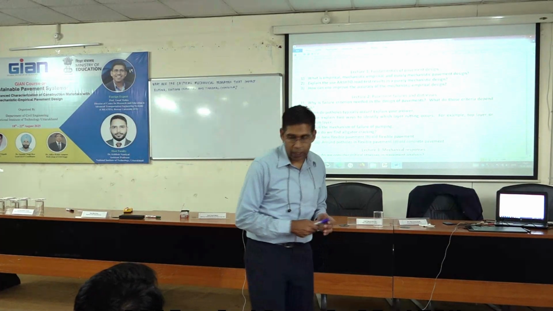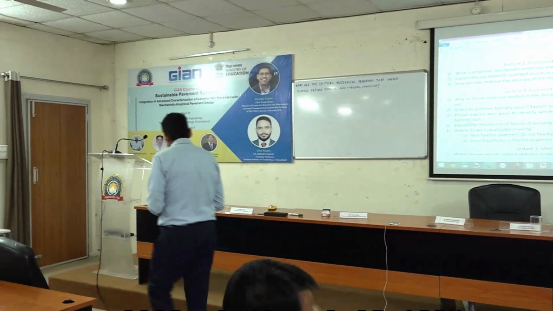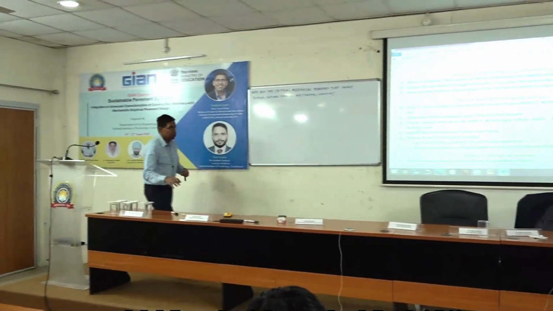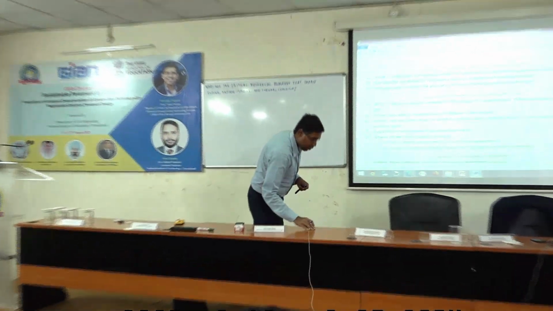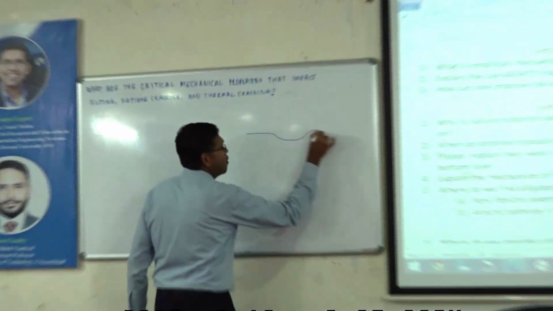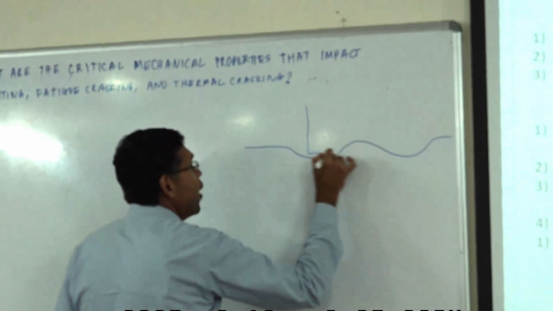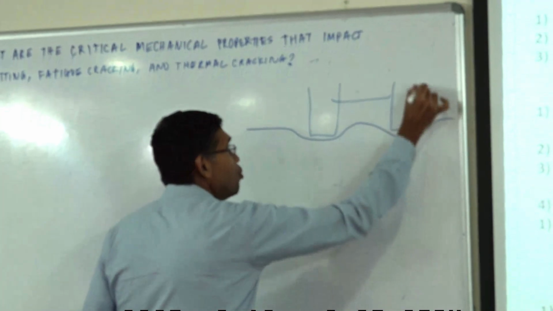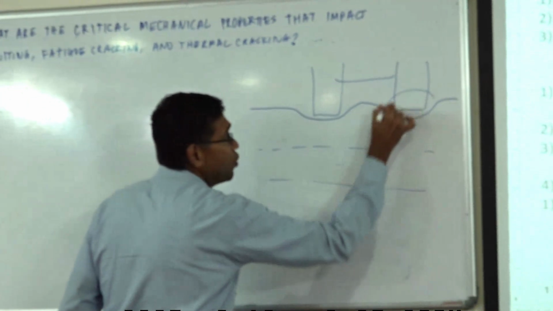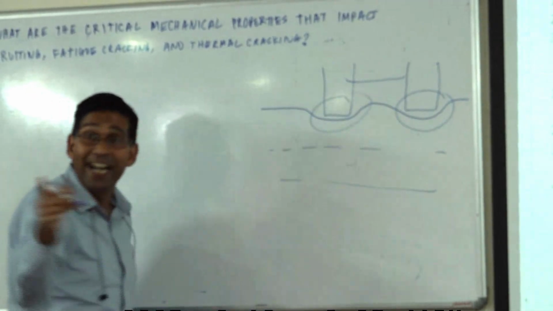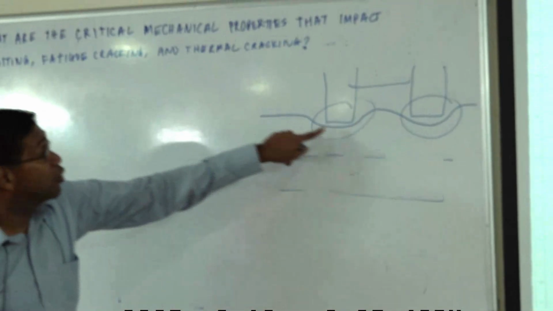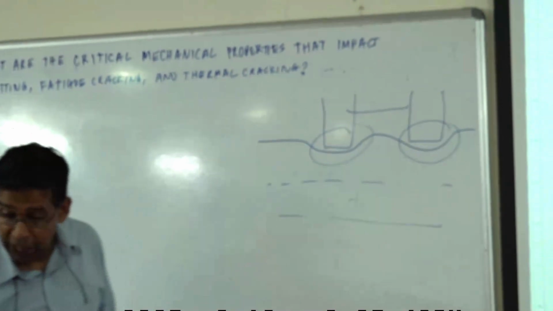Right. So if the rut is very narrow and it just follows the wheel path, if it is something like this and that's your wheel path, then the rutting is right at the top. That means the problem is in the top layer, because it's very localized. It's right near the wheel path.